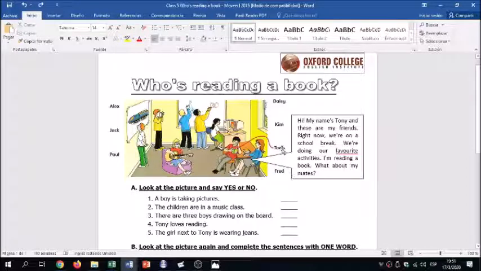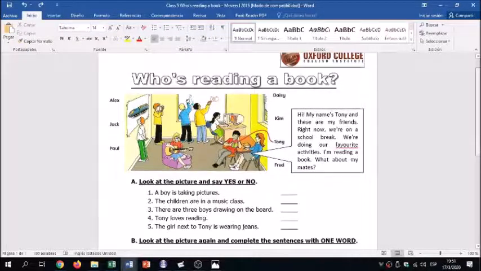And look, can you see that there is a line here? So this kid is Tony. He is Tony. And he says, "Hi, my name's Tony and these are my friends. Right now, we are on a school break. We are doing our favorite activities. I'm reading a book. What about my mates?"